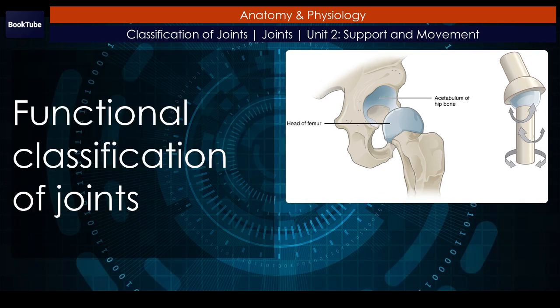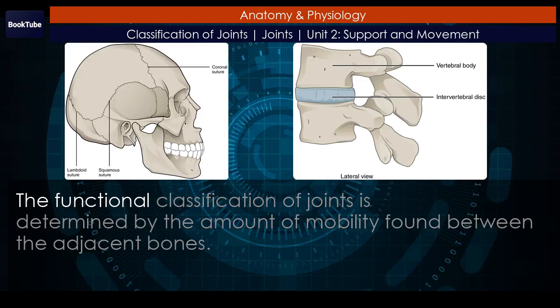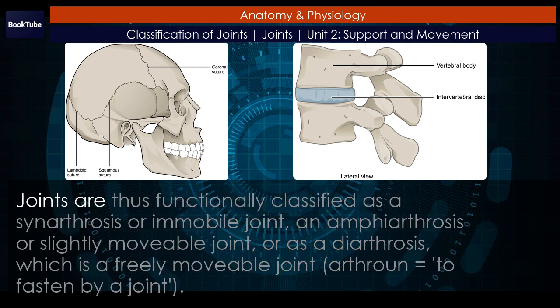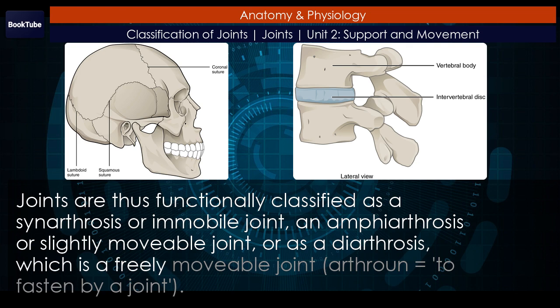Functional classification of joints. The functional classification of joints is determined by the amount of mobility found between the adjacent bones. Joints are thus functionally classified as a synarthrosis or immobile joint, an amphiarthrosis or slightly movable joint, or as a diarthrosis, which is a freely movable joint. Arthron equals to fasten by a joint.